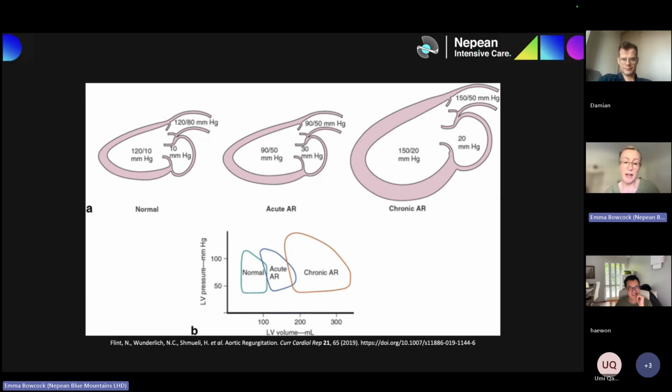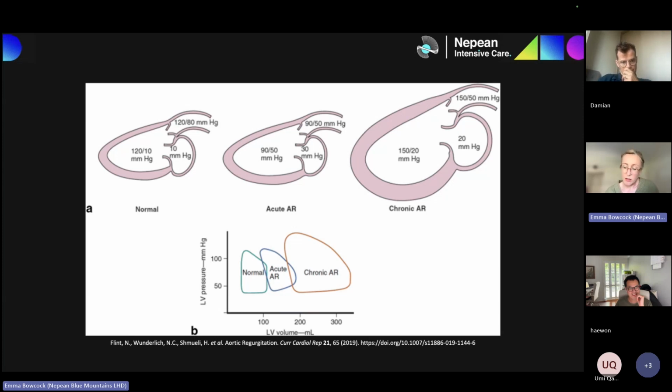They shift towards the right in this pressure volume curve, and therefore they have elevated pressures in the left atrium with congestion, as well as cardiogenic shock with low forward stroke volume. So clearly an important group to spot, and often they need urgent surgical intervention.